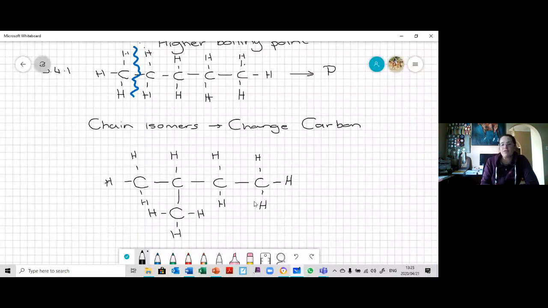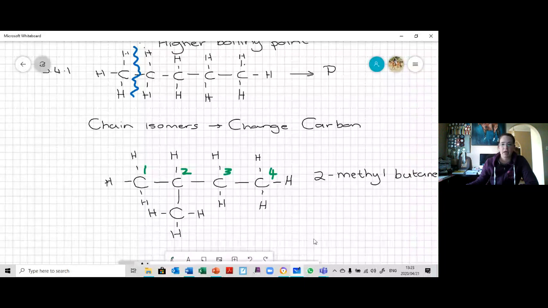Okay, now we have to give the IUPAC name. We've already said that the longest chain is going to have 4 carbons in it. I can either count from left to right or from right to left. If I count from right to left, 1, 2, 3, but if I count from left to right, then that methyl group is on carbon number 2, which is the better way of naming it. So 2-methylbutane.